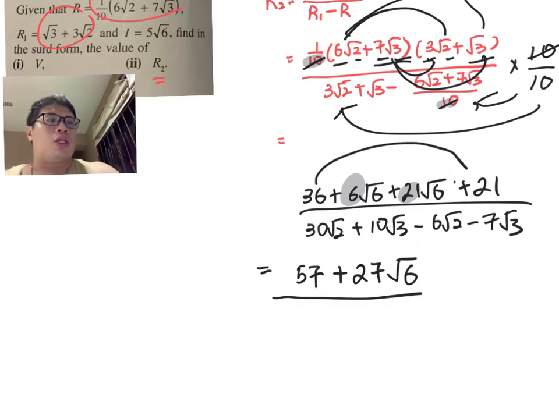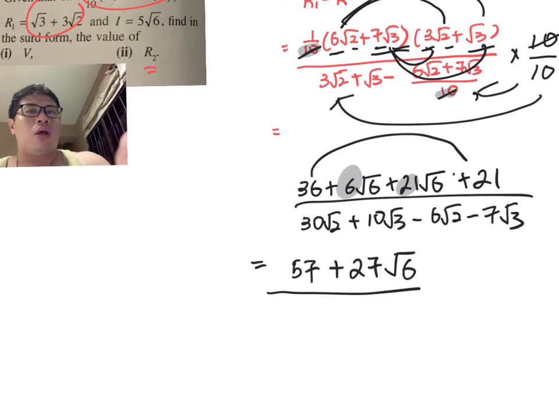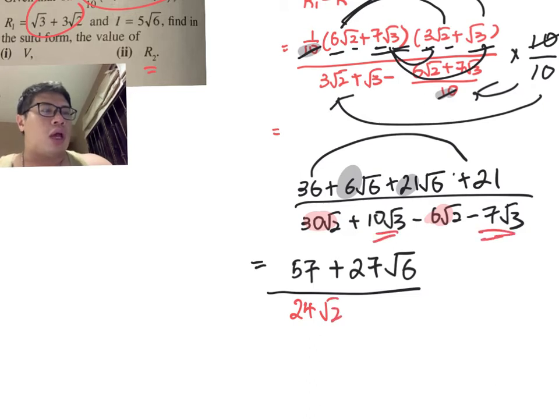My denominator, I combine the terms as well. 30 square root 2 and 6 square root 2, I get 24 square root 2. 10 square root 3 and 7 square root 3, I get 3 square root 3.